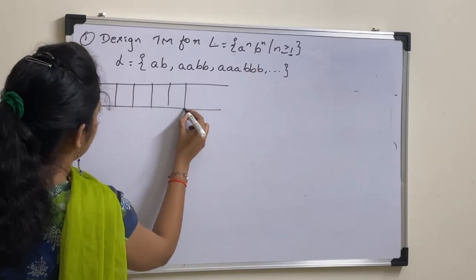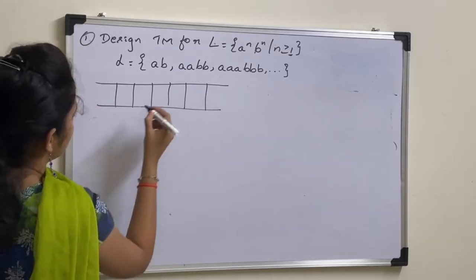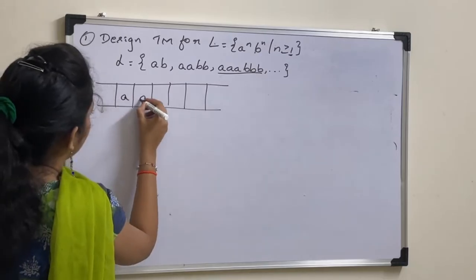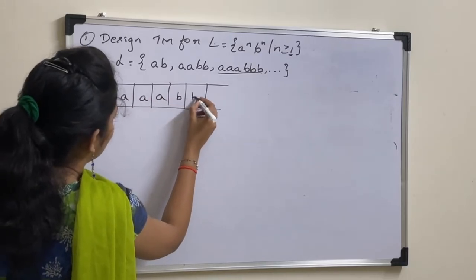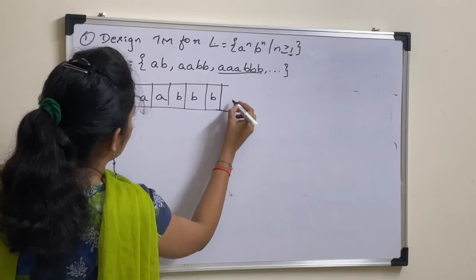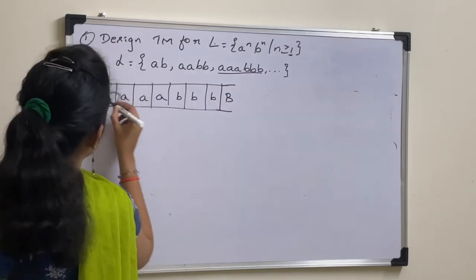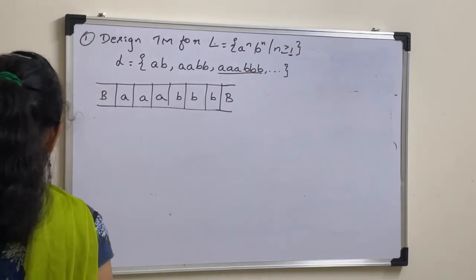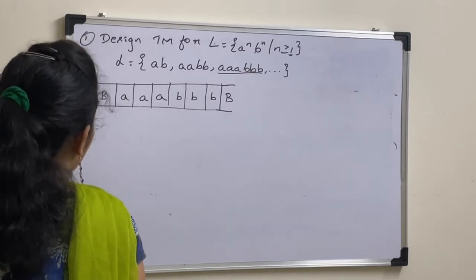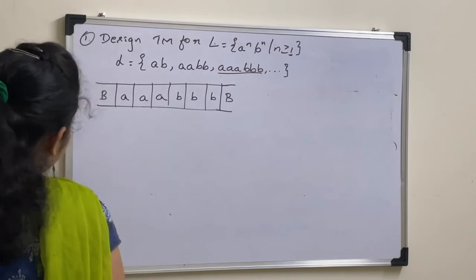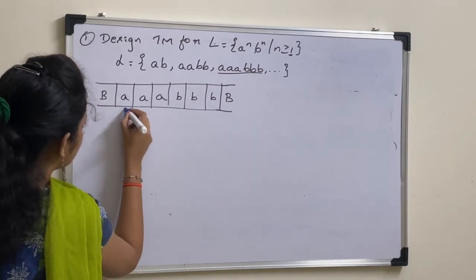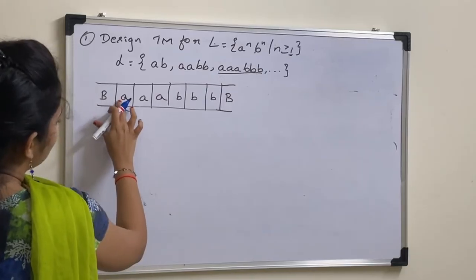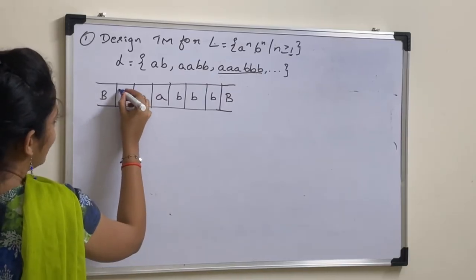which is divided into multiple cells, and let us take one string, AABB. We already know the last symbol should be marked with blank. Okay, now we are at this place. So the tape head points to the first input symbol. So the logic is, on reading this input symbol, mark it with X.